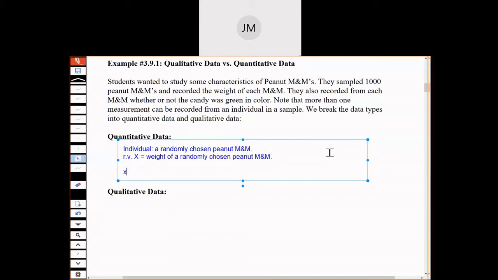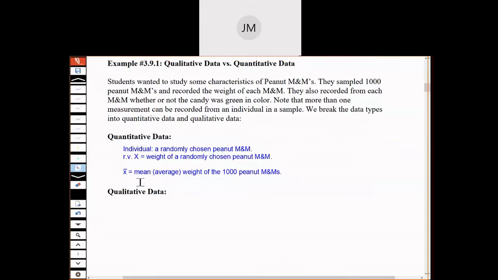Okay. My random variable x bar, to draw a bar over it. My random variable x bar is going to be the mean or average weight of, so I sampled 1,000 M&Ms, so it's going to be the average of the 1,000 peanut M&Ms.